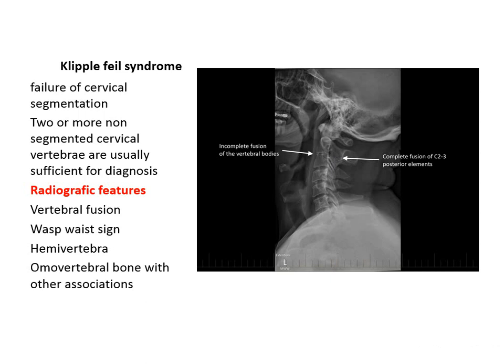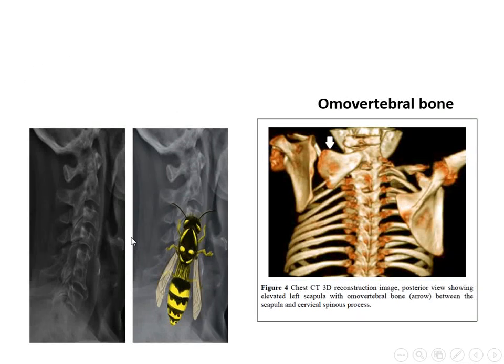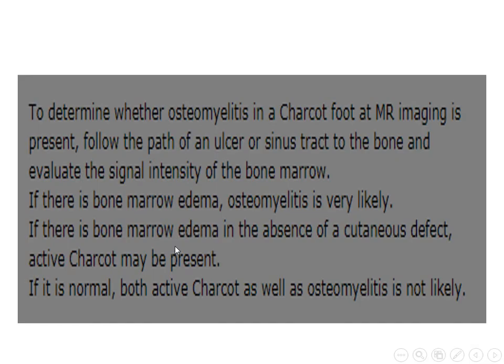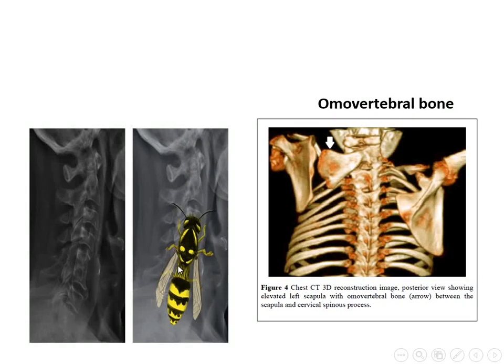There is another sign for this syndrome called the wasp-waist sign, which is decreased AP diameter of the vertebral body, resembling the waist of a wasp. This can guide us that the cause of the fusion is congenital, not acquired, because in acquired fusion of the vertebrae, there will be bulging of the vertebral body, not a waist sign.